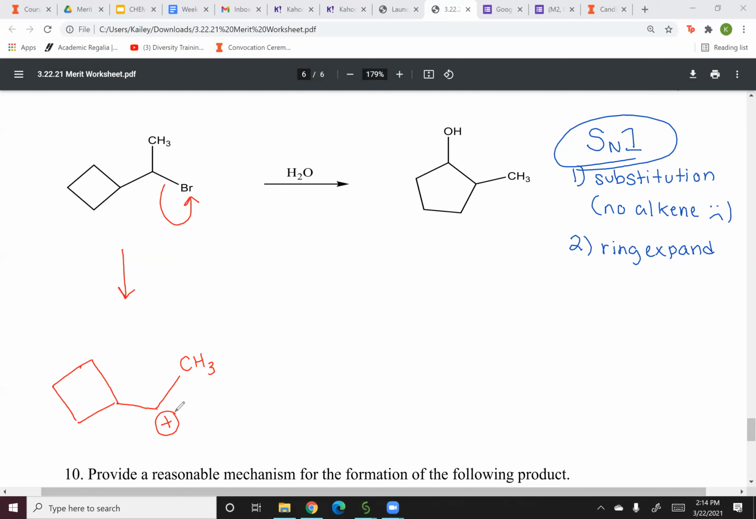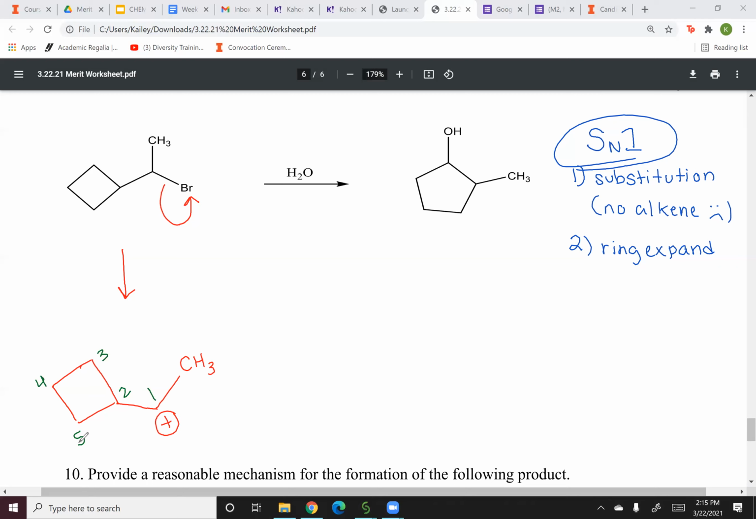So going from here, I'm going to number my carbons. Numbering your carbons makes ring expansions a million times easier. So I numbered my carbons. Now what's going to happen with a ring expansion is I kind of think of it as you're opening a door. You're kind of swinging a door open.